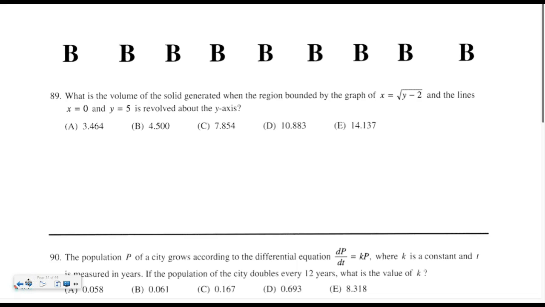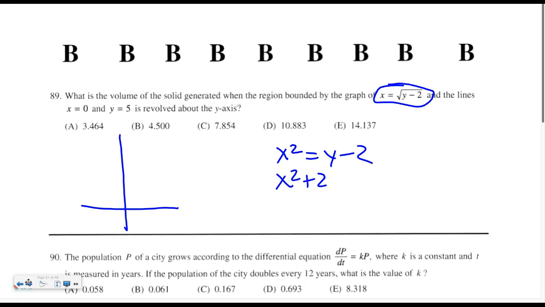89 is next. Is this a volume one? Yes. So we need to sketch a graph. Might be a little tricky for some of you because it doesn't say y equals. Well, you can't recognize the graph of your parent functions until it says y equals. So we'll square both sides. We'll add 2 on, and again, you should be writing this down.